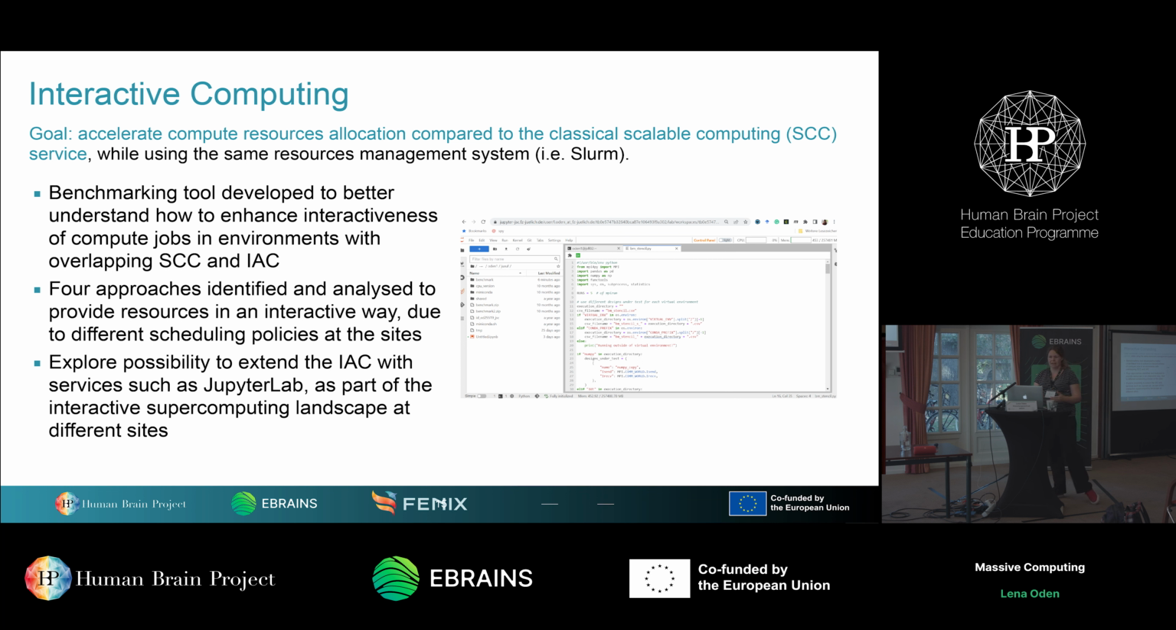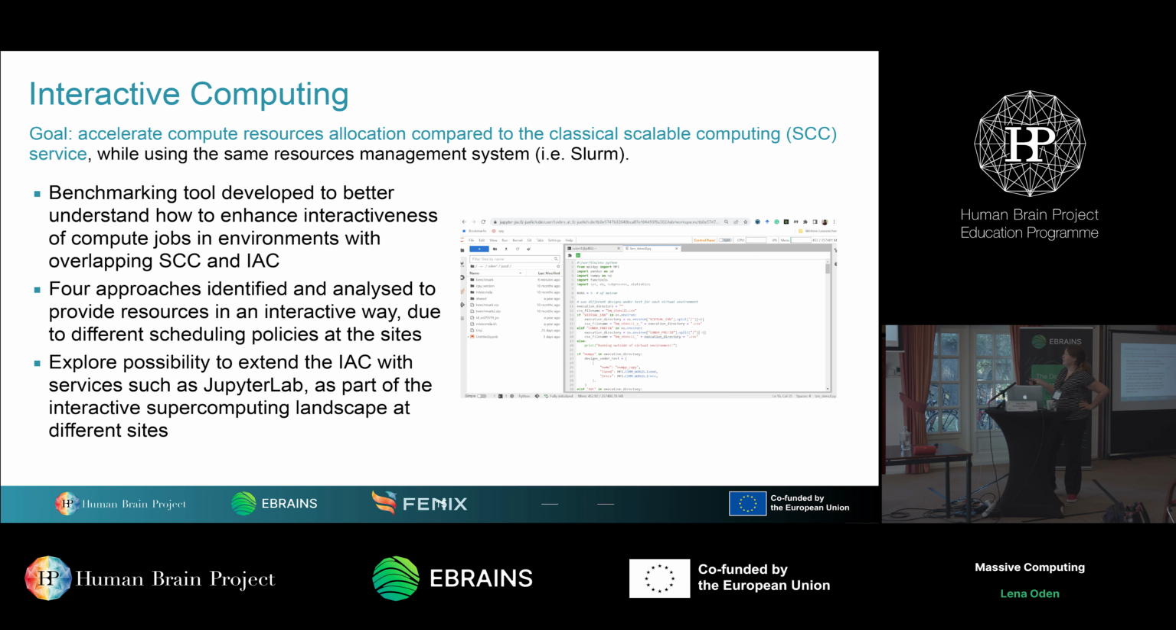Now depending on the center, because in Switzerland they have different rules and in Jülich they have different rules, we try out different of these approaches to get interactive access to supercomputing centers. But it's based on the politics, which is the biggest problem. But now we provide these resources in an interactive way. So if you have access to interactive compute resources, you basically can use them.